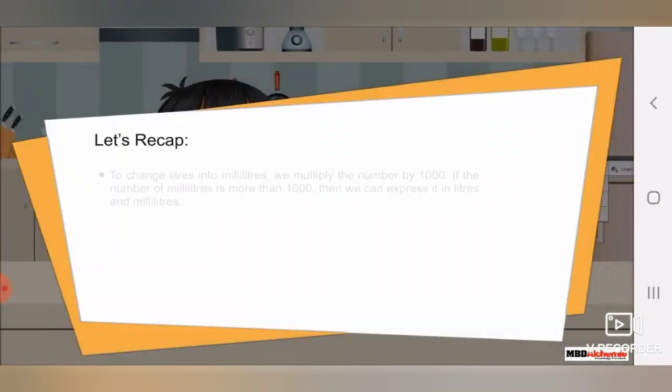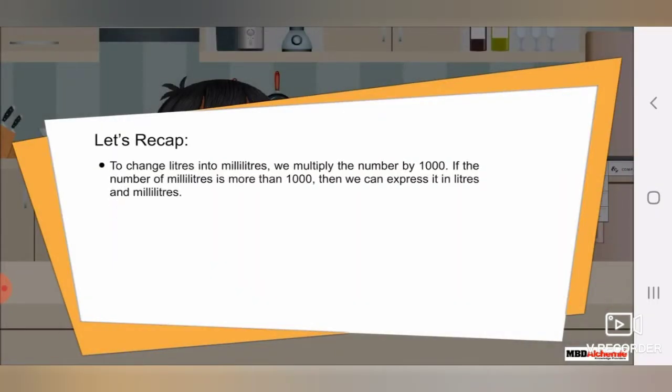Let's recap. To change liters into milliliters, we multiply the number by 1000. If the number of milliliters is more than 1000, then we can express it in liters and milliliters. We have seen 1 liter is equal to 1000 milliliters. Half liter is equal to 500 milliliters. 1/4 of liter is equal to 250 milliliters.